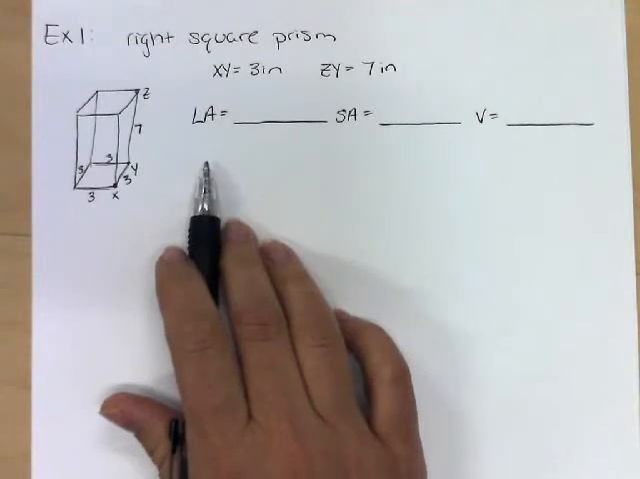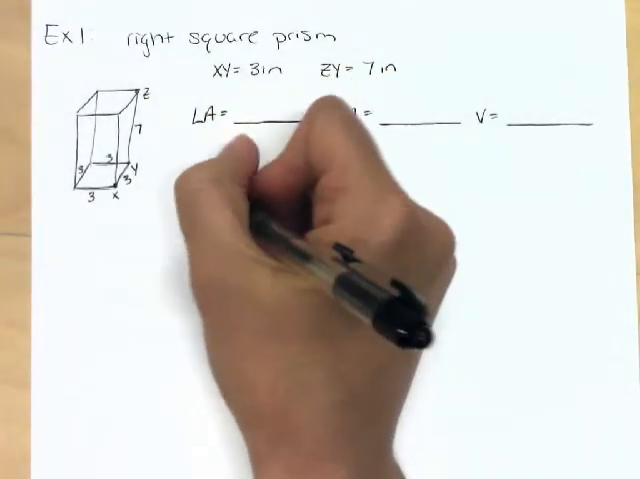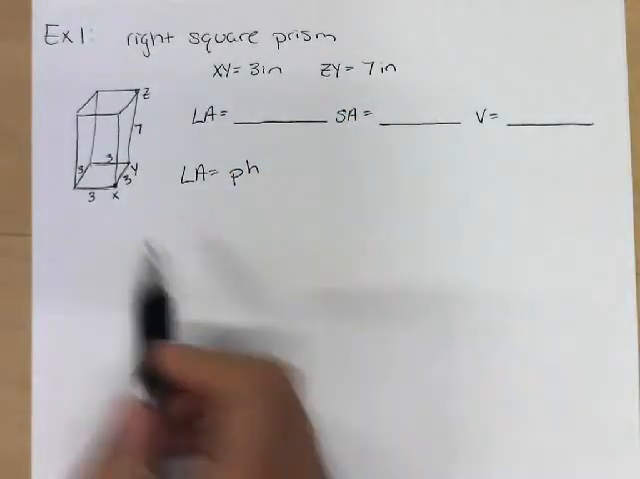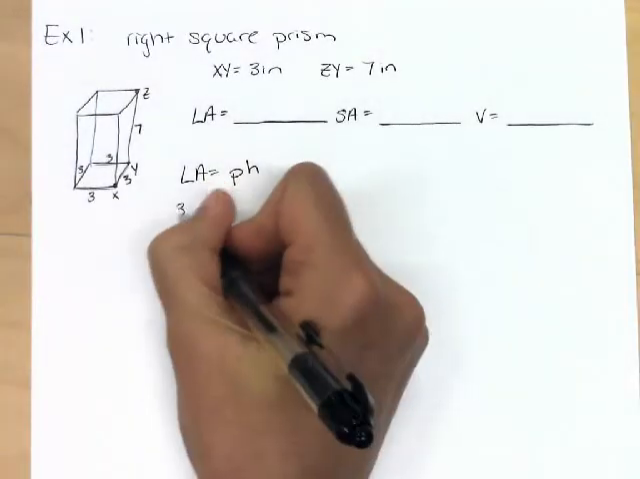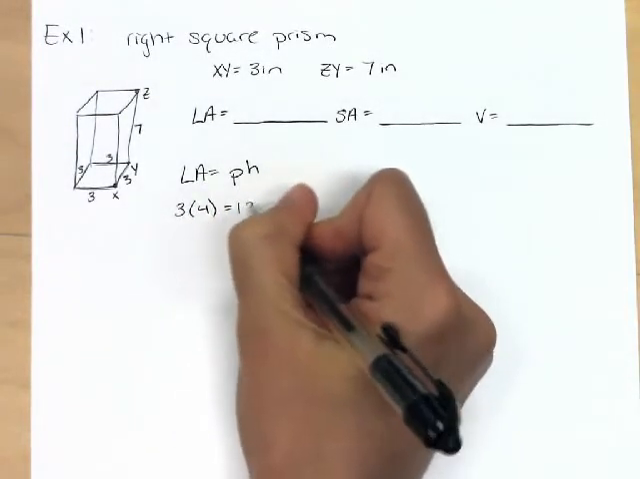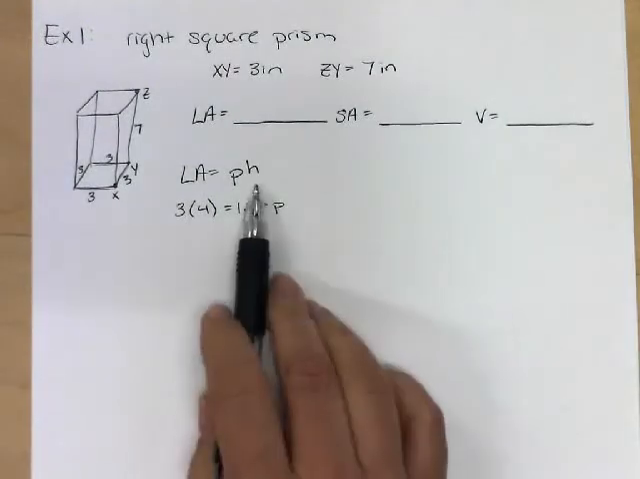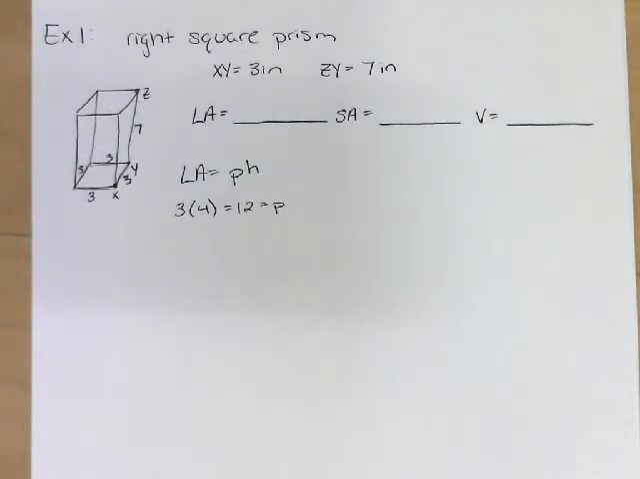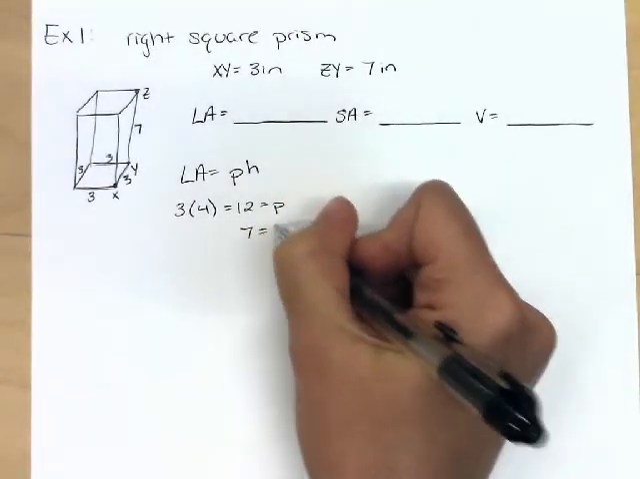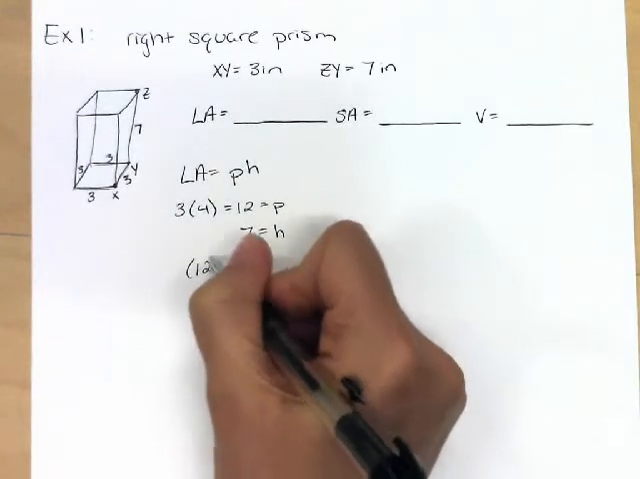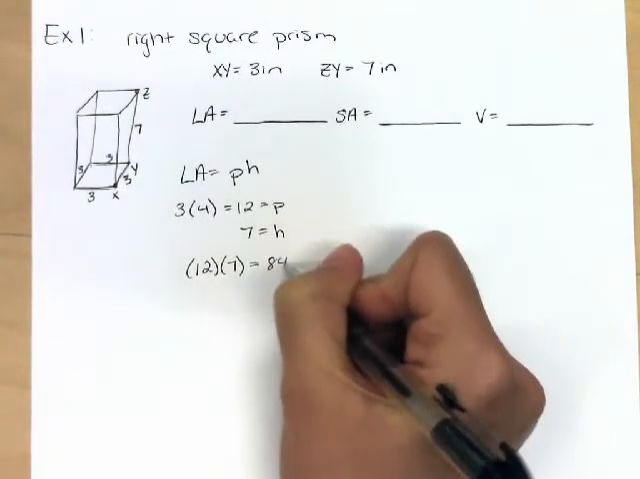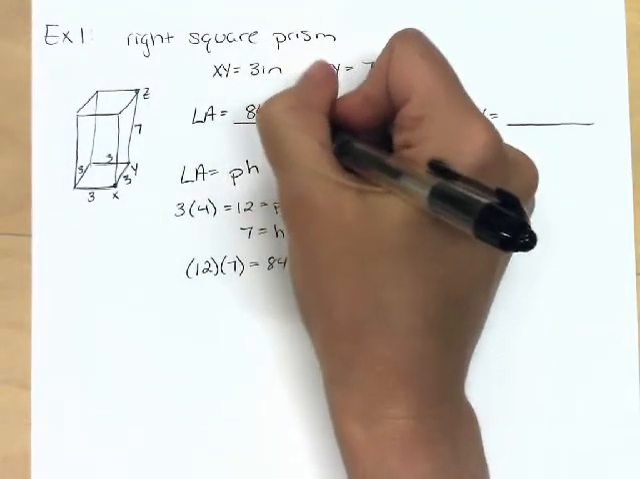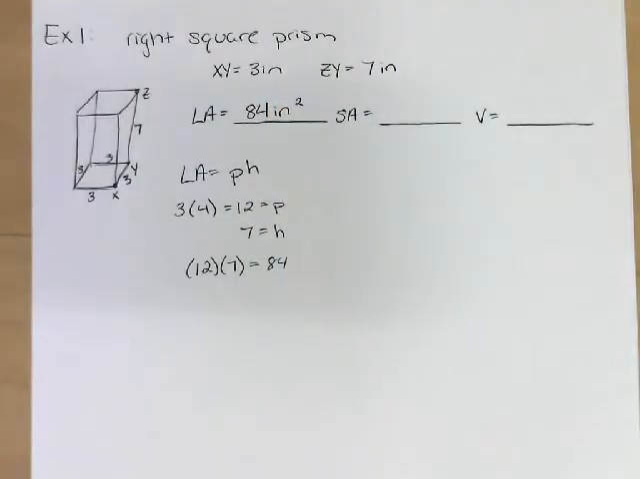Let's begin with the lateral area. We know that the lateral area is the perimeter of the base times the height. Well, the perimeter of the base is just 3 times 4, or 12. That's our P. The height is whatever the perpendicular distance between the bases is. In this case, that's 7. That's our height. So all we're going to do is 12 times 7 to get 84 for our lateral surface. Because this is area, this is 84 inches squared.